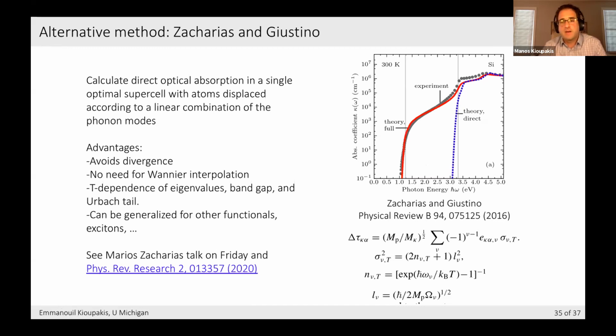And so both techniques are complementary to each other. They both have their strengths. So both of them are well suited to study the phonon-assisted optical spectra of materials and identify new materials with desirable optical properties mediated by phonons.